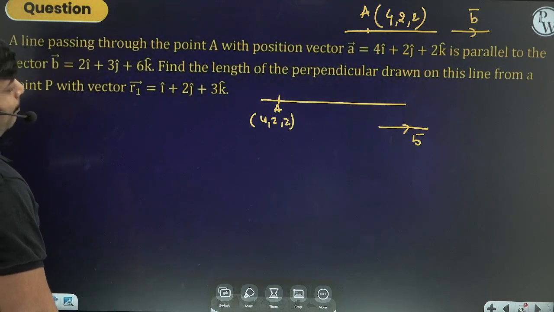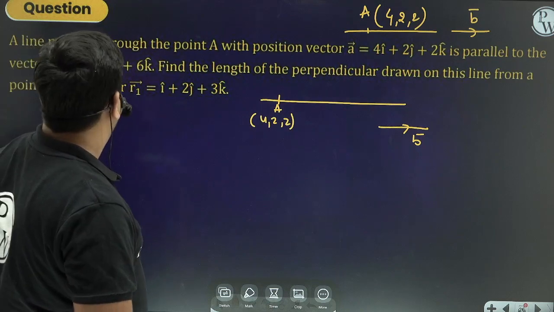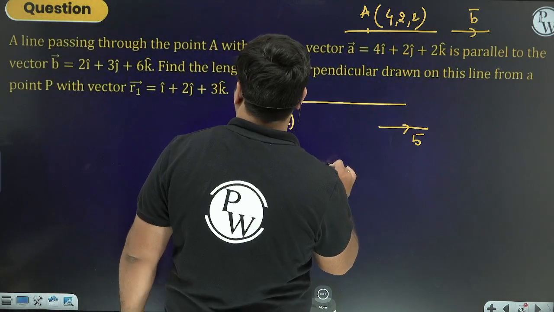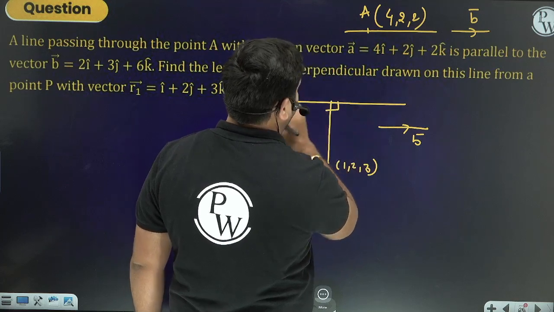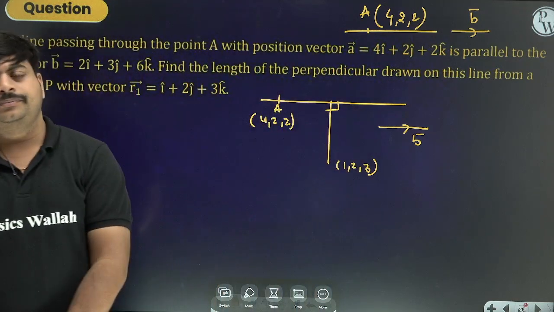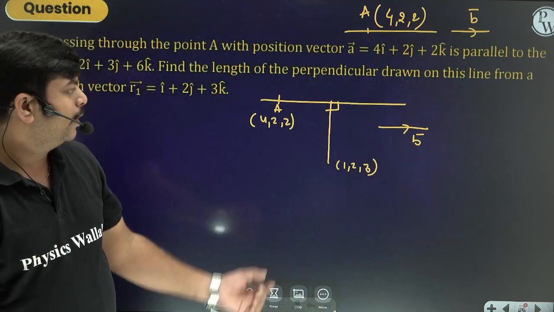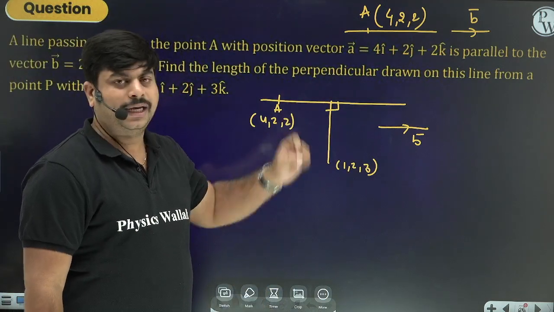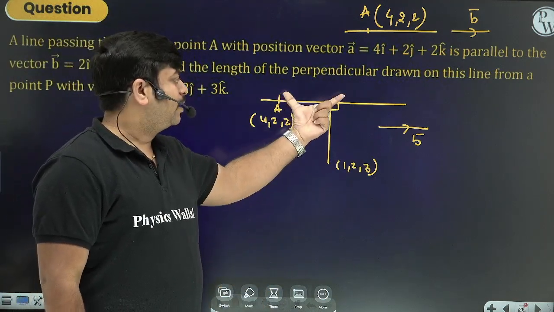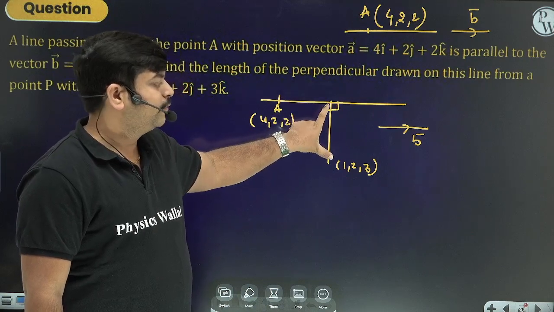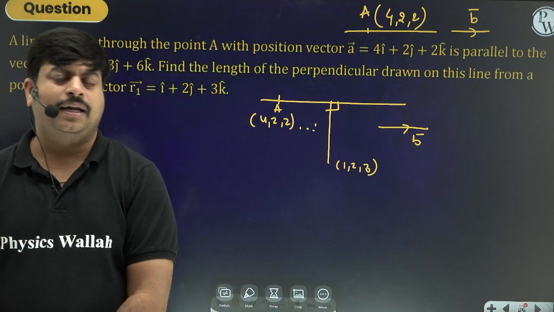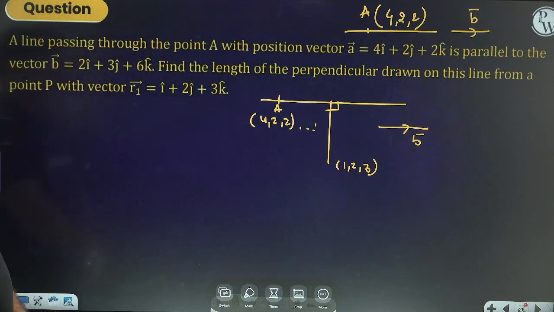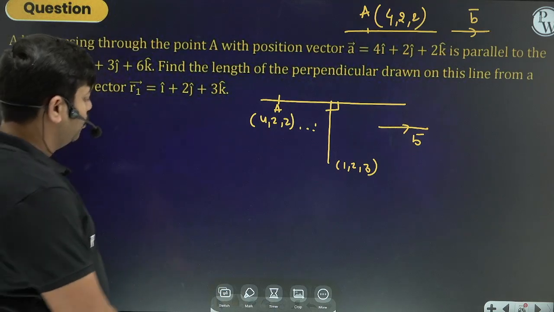Find the length of the perpendicular drawn on this line from a point. So from the point (1, 2, 3), we are drawing a perpendicular to this line, and we need to find this perpendicular length. One thing you can try is to bring out this point. How can you bring that? The direction ratios of this line times the direction ratios of the perpendicular line, so that becomes zero. You can use different types of applications to bring that. So please try to do that.